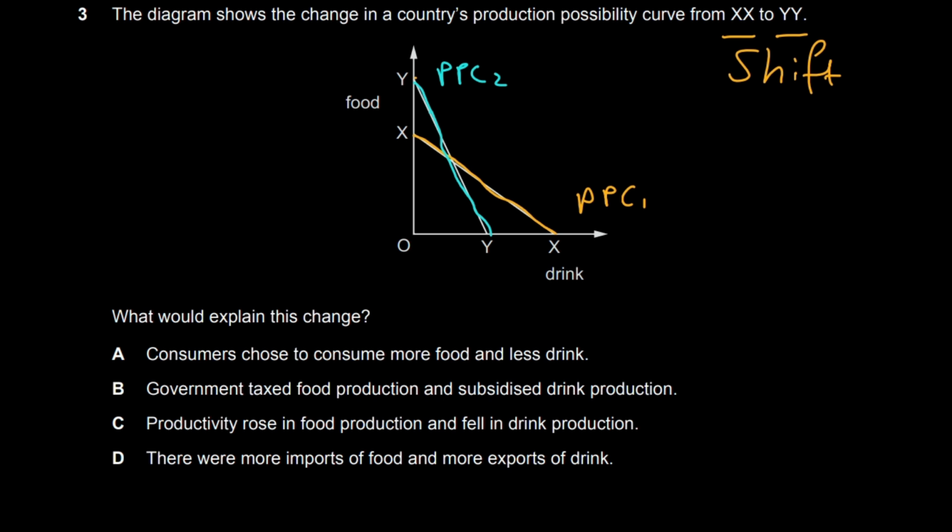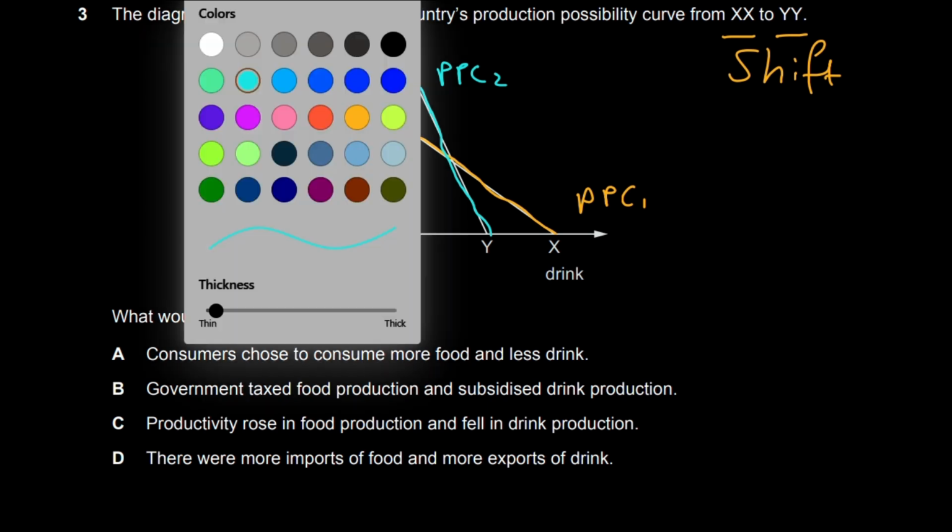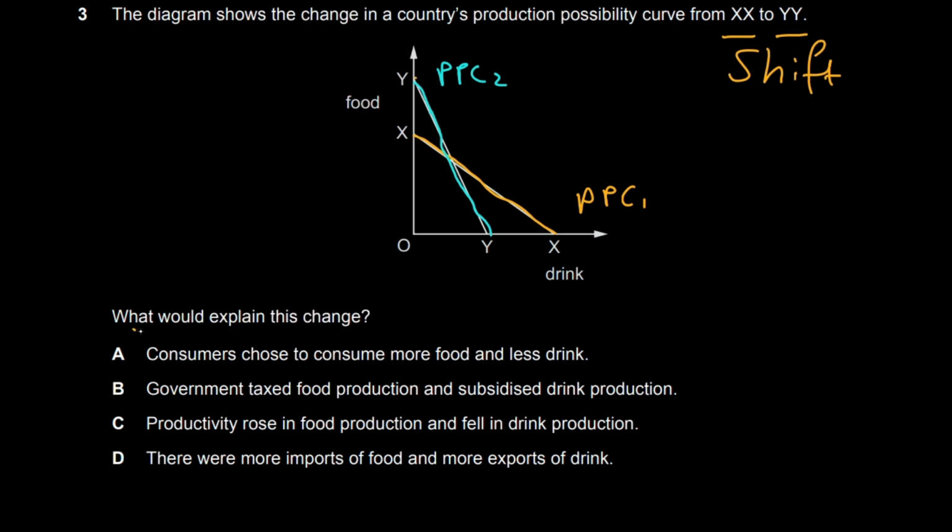Okay, so whenever there is a shift in the production possibility curve, it is usually due to a change in a country's or an economy's production efficiency, which we call productive efficiency. So let's look at our options. The question asks, what would explain this change? Okay, so as I told you before, whenever there is a shift in our PPC curve, this means that there is a change in our productive efficiency.